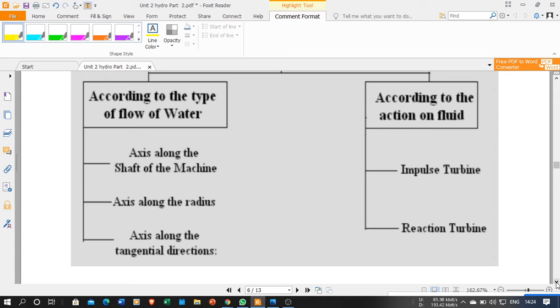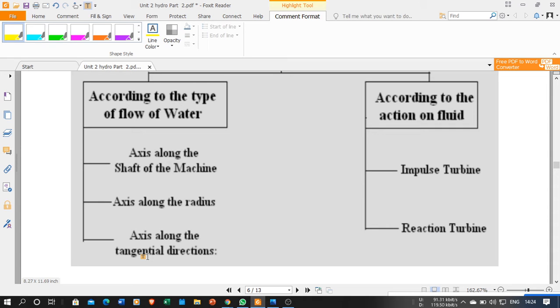Okay, if the flow is along the axis of the radius, it is called a radial flow turbine. Axis along the tangential direction. Whether the direction of the flow of water and the direction of the shaft axis are the same, these are called axial flow. In the second case, if the direction of your flow and the direction of the radius are the same, these are called axis along the radius. And third, if my flow direction is tangential, what does that mean? You have drawn a circle and a line touches the circle here, that is called the tangent. If it is tangential, then these are called axis along the tangential direction.